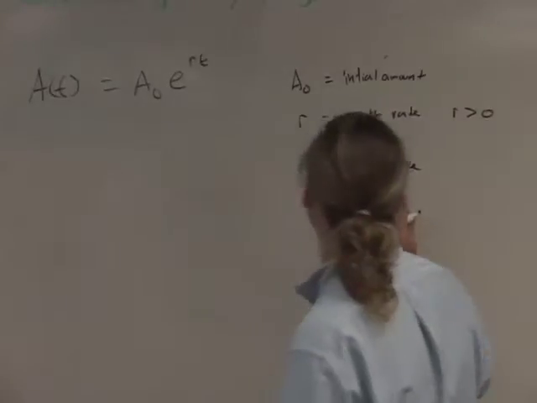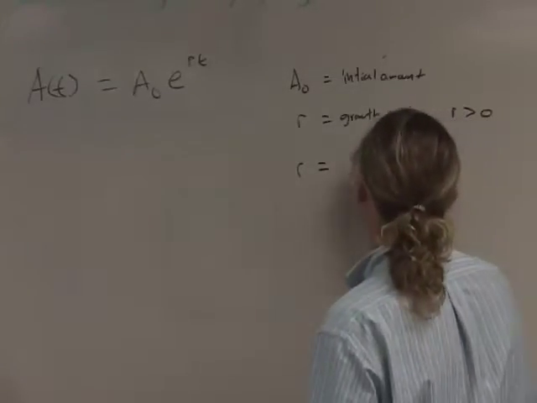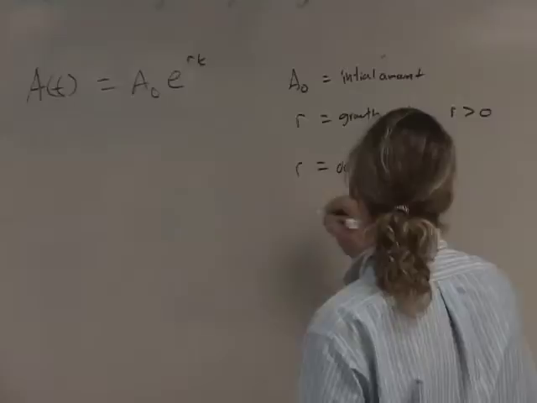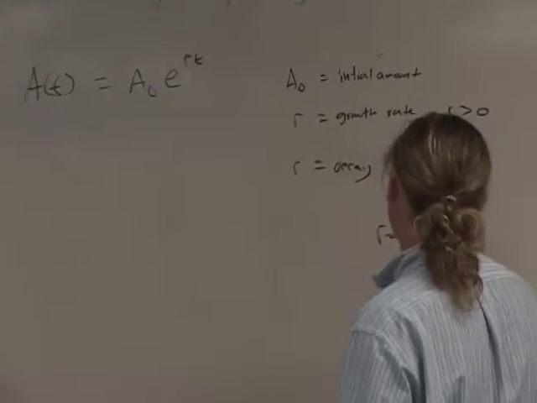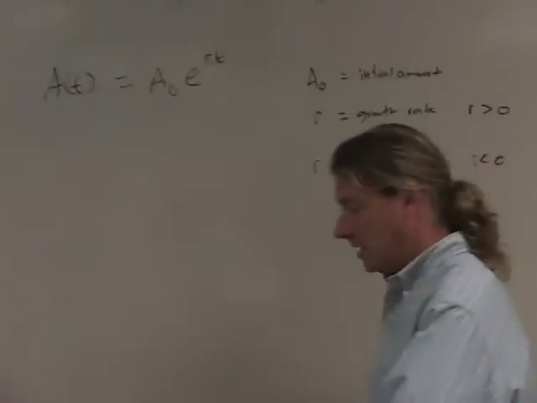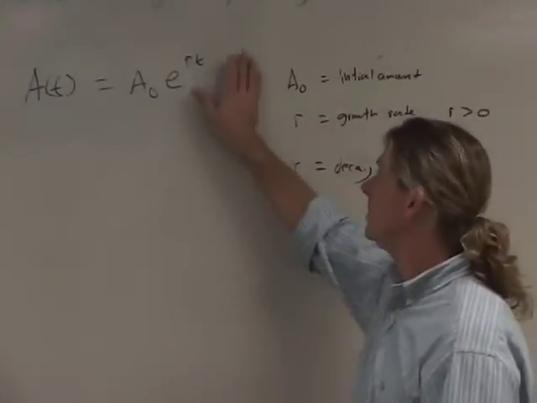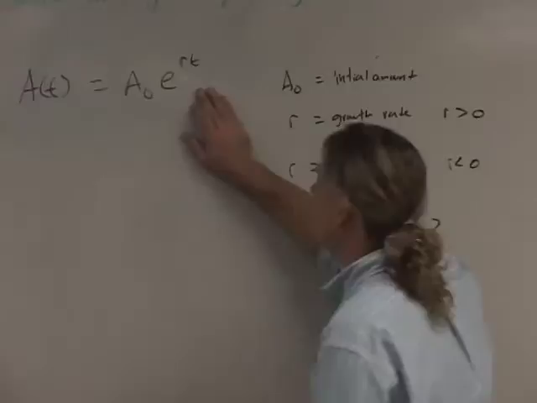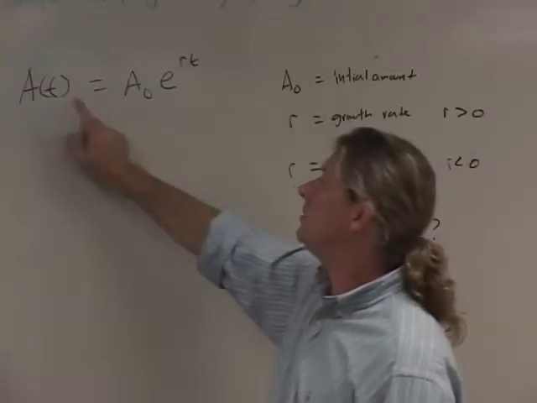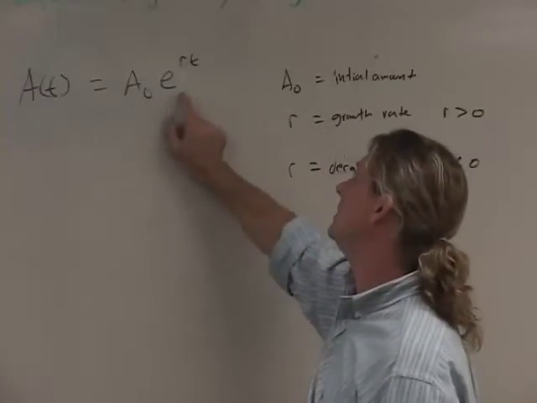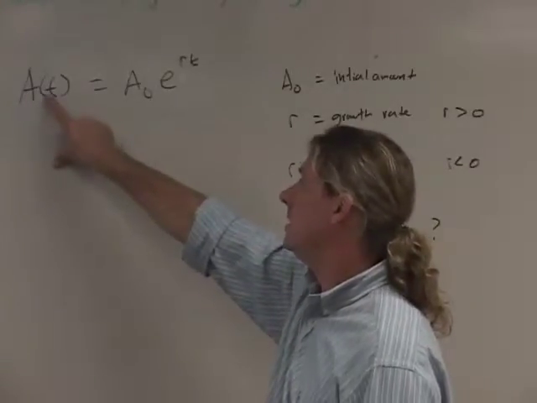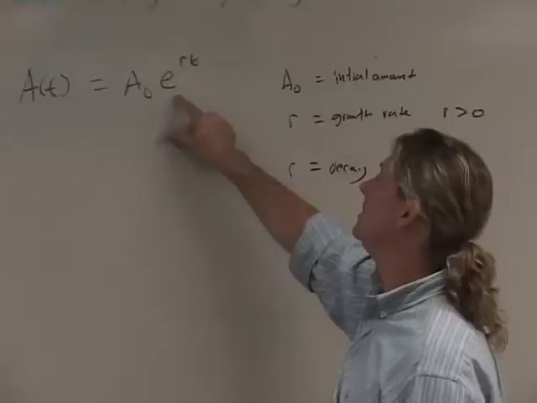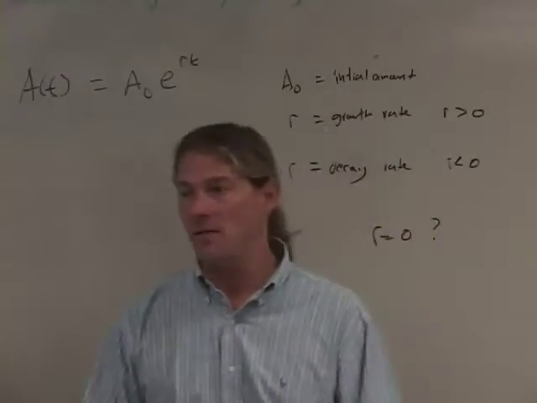Did I spell decay right? I think so. Decay. If r is less than 0. My question for you in a minute here is what happens when r equals 0? But let's take a look at this equation here. The book has probably written in it P equals P sub 0 e to the kt, or it might use A, I can't remember. A of t is equal to the initial amount e to the kt. I know the book uses k instead of r.